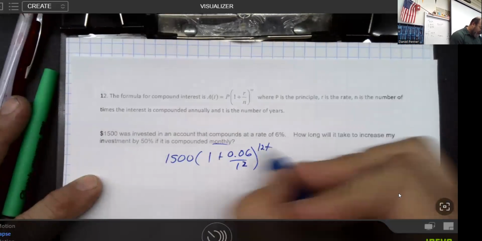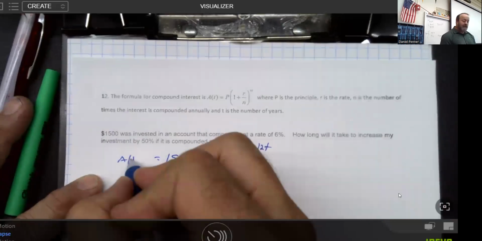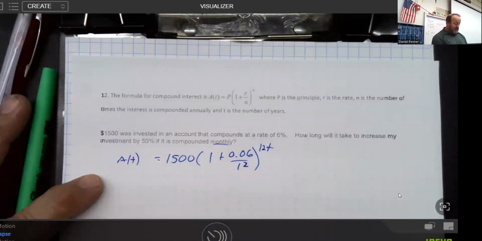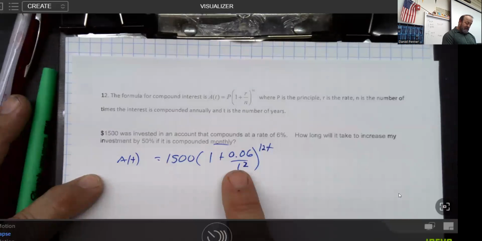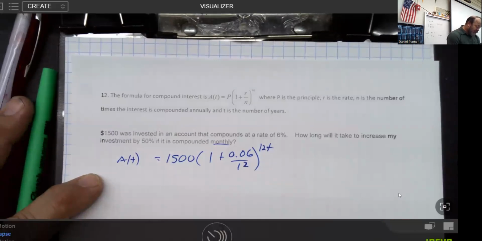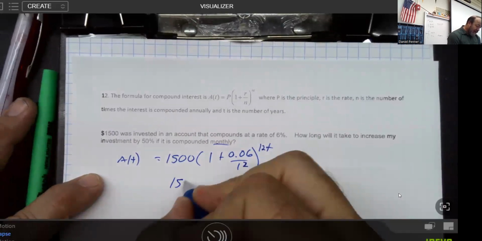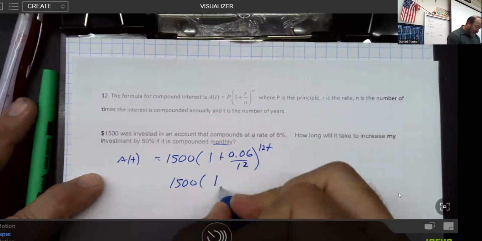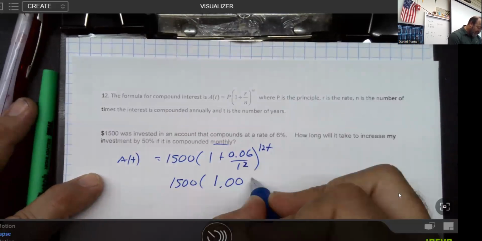This is how much money I should have at any moment in time. And of course, it would make a lot of sense to find out, but 6% divided by 12 would just be 0.5% per month, 0.06 over 12. And so we have our 1,500, and I'm going to have 1.005 to the 12t power.